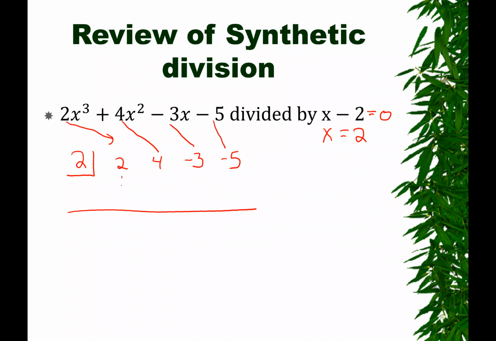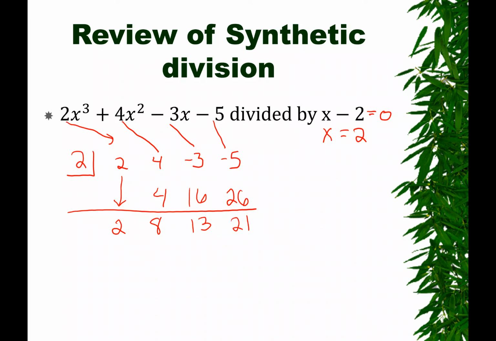First step is always bring down the first number, and then I'm going to multiply what's in the box with the number that's under the line. So 2 times 2 is 4. Then I'm going to add the 4 and the 4 and get 8. Then 2, the number in the box, times the 8 gives me 16. I add those together, I get 13. 13 times the 2 in the box is 26. Add those together, I get 21.